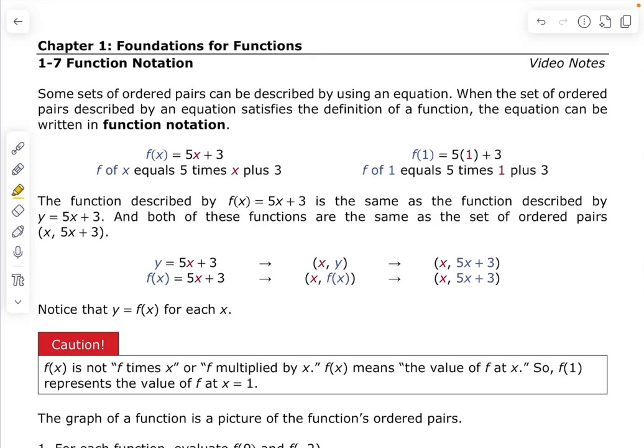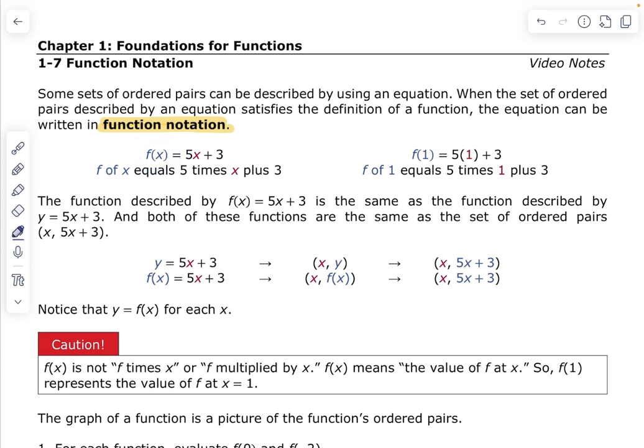This is 1-7 function notation. Some sets of ordered pairs can be described by using an equation. When the set of ordered pairs described by an equation satisfies the definition of a function, the equation can be written in function notation. So all function notation is replacing y with f of x.